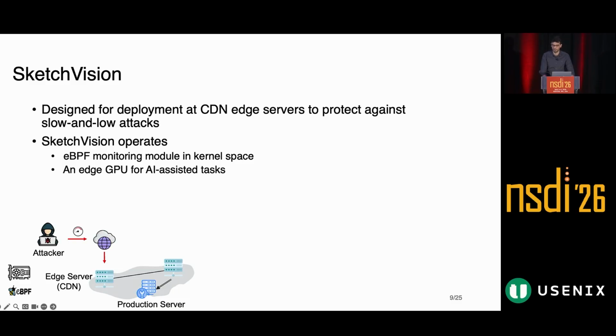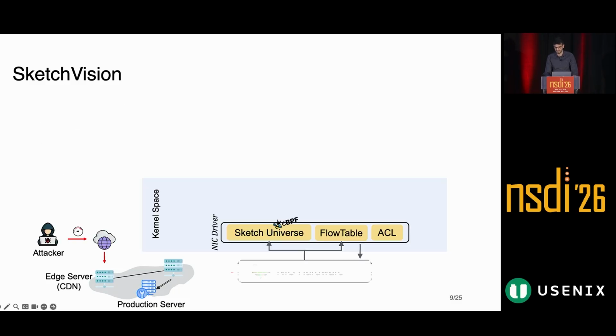and it is equipped with GPU for AI-assisted tasks. Within the kernel, the system consists of several key eBPF components. Our sketch data structure, which we call sketch universe, where the flow behavior monitoring takes place. We have flow table, which maintains metadata for each flow, including flow ID, initial timestamp, and flow size. And we have the ACL table to enforce security policy for blocking malicious flows.